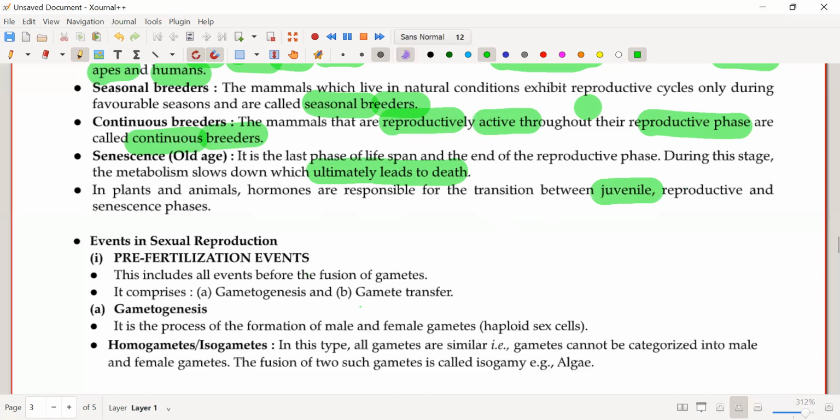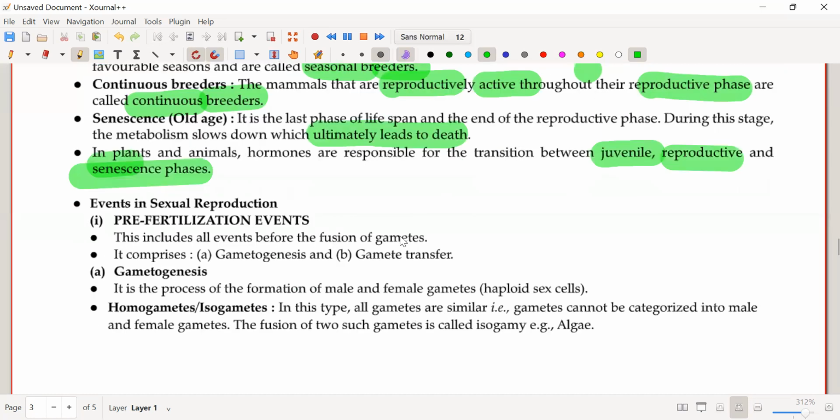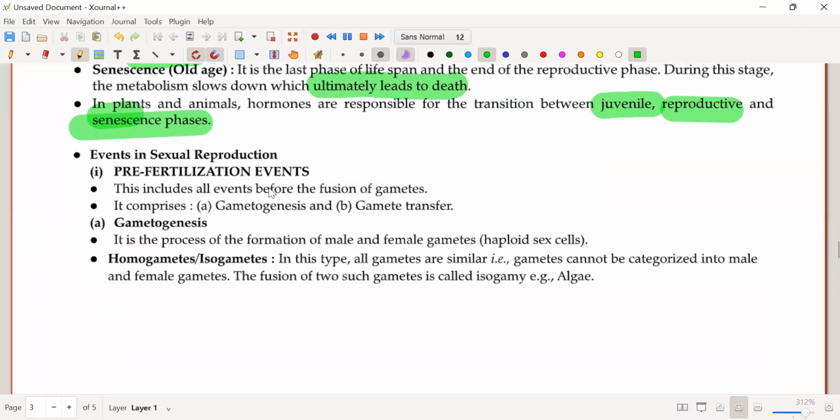Events in sexual reproduction. What are the events in sexual reproduction? Pre-fertilization events. This includes all events before the fusion of gametes. It comprises A, gametogenesis, and B, gamete transfer.